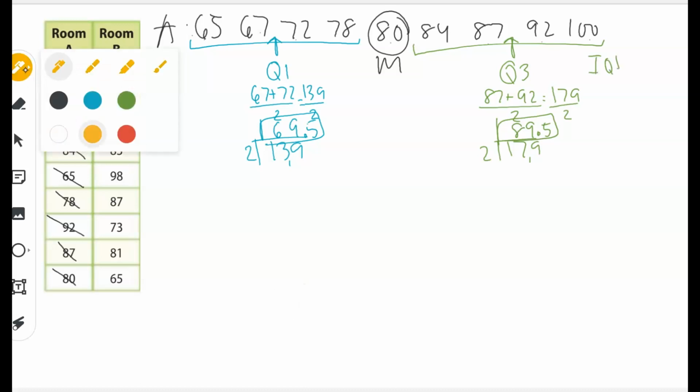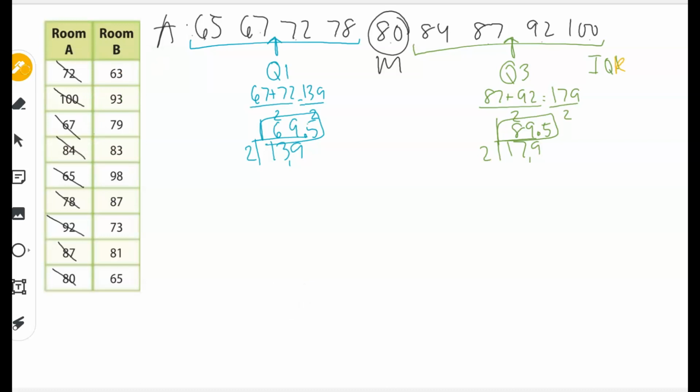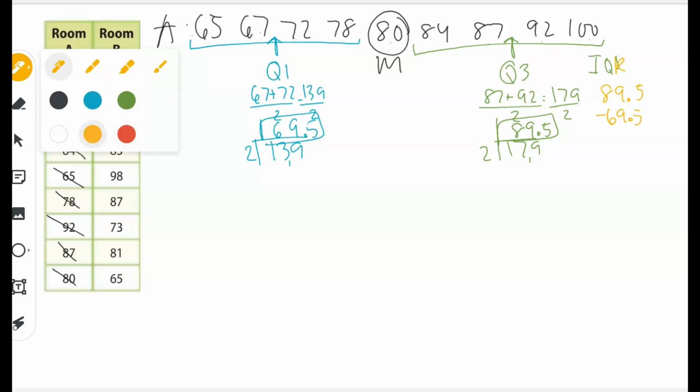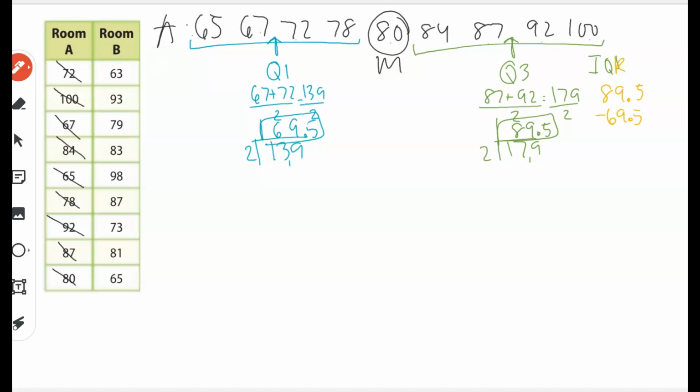My interquartile range, I'm going to subtract. Oops, I meant to do that a different color. And that'll be 89.5 minus 69.5. Oh, and I didn't find my regular range. My regular range is going to be the biggest minus the smallest, which is 35.